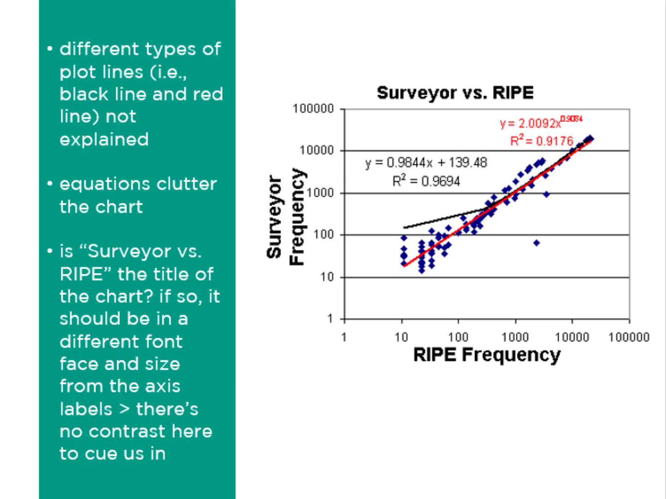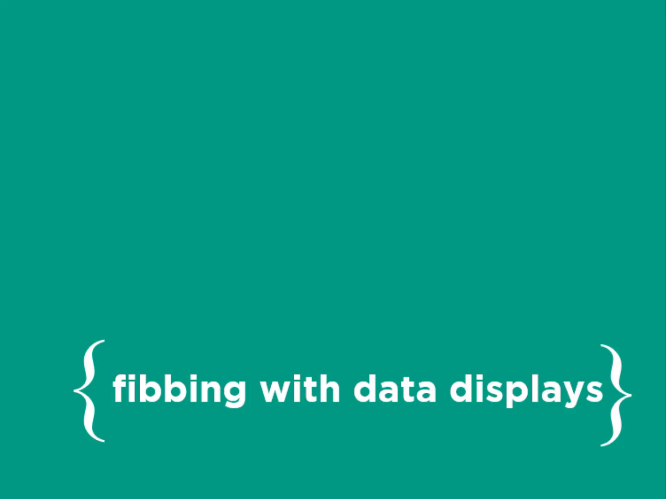This is a visual mess for a couple of reasons, but the one that I think bugs me the most is it's hard to read the labels. We might presume that Surveyor versus Ripe is the title, but because it's the same font and size and almost embedded inside the chart itself, it's really unclear. So those are some mistakes to avoid when creating data displays.